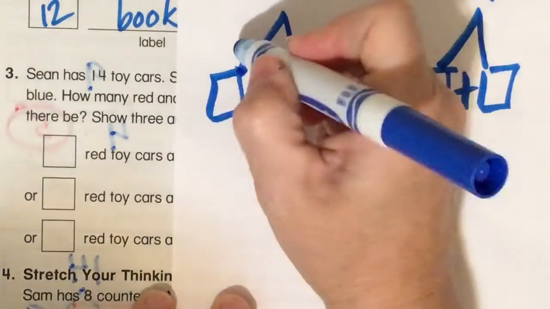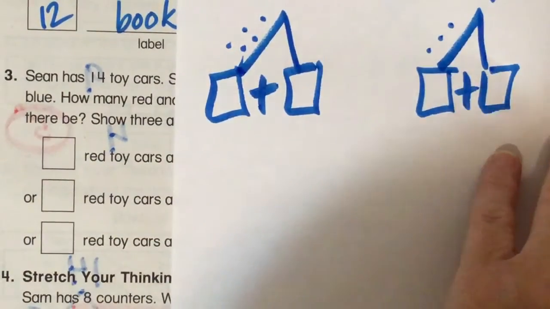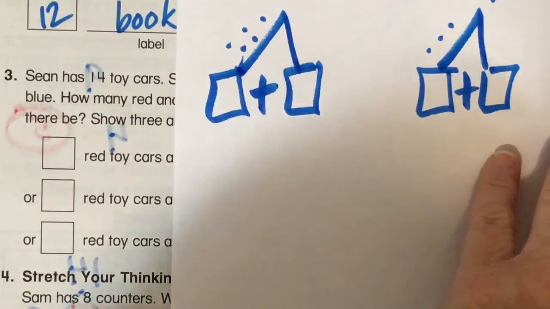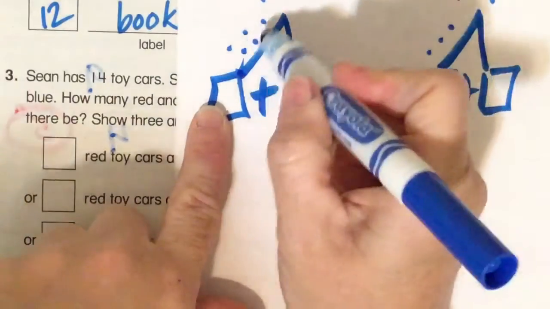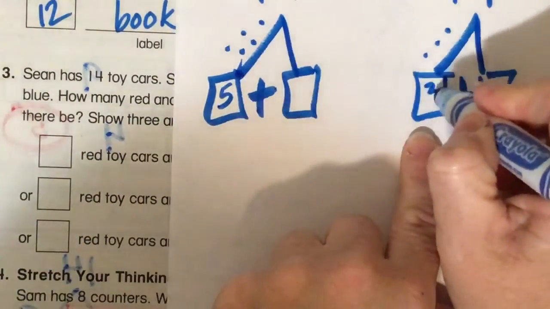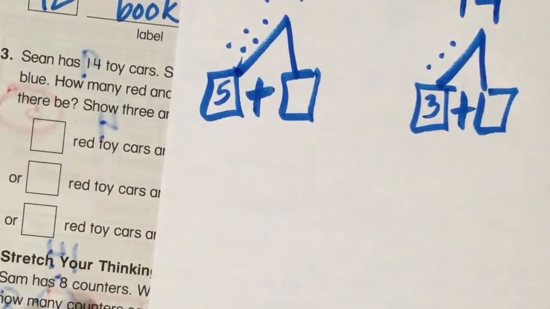Okay, I'm going to go 1, 2, 3, 4, 5. I'm going to go 1, 2, 3, and here I'm going to go 7. Now I'm going to do 8. 1, 2, 3, 4, 5, 6, 7, 8. Okay, so I've got 5, 3, and 8. Just picking numbers. And you can do that too.